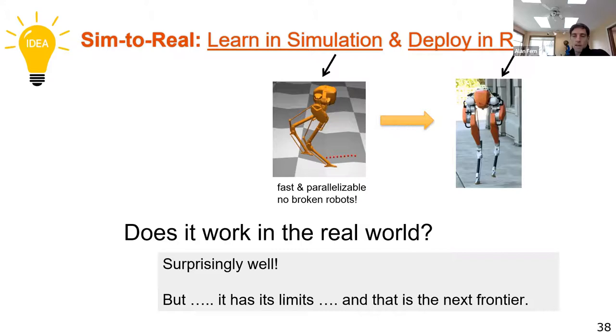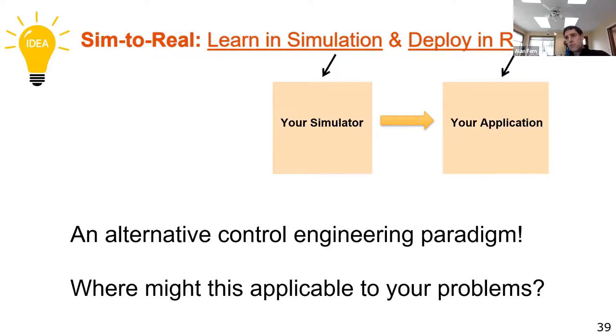And the way I want you to bring this back to an engineering paradigm: if you have control problems, think about them. Some of them are not always going to fit in a sim to real framework, but if you can invest in simulation, it's quite a viable approach. It's a different type of way of engineering these systems. So, your simulator, your application. And I think it's very compelling to think about what industrial problems there are that might be amenable to this.